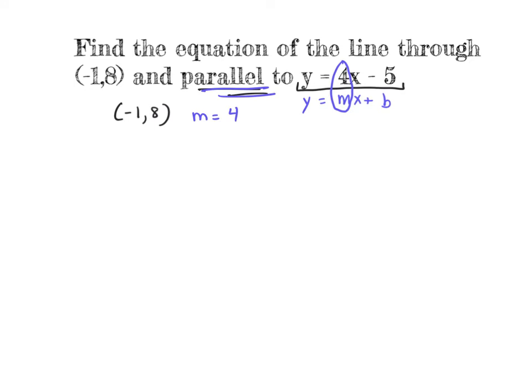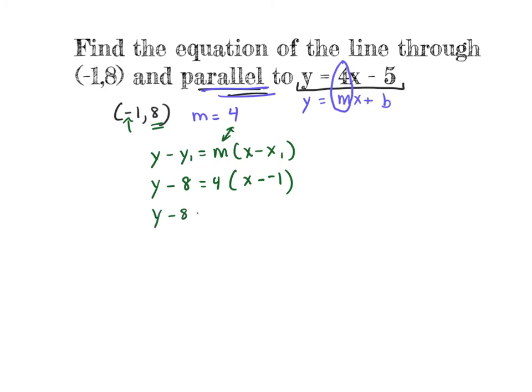And once I recognize that I have a point it goes through, and I know its slope because it has to be parallel to the other line, I can just write my point slope form. I can do my substitution, y minus y1, there's my y value, 8. My slope, which I now know because I'm being parallel, is 4, x minus, careful, we got double negatives here. And now it's just cleanup work. Double negative becomes plus 1. We do a little distributing. y minus 8 equals 4x plus 4.